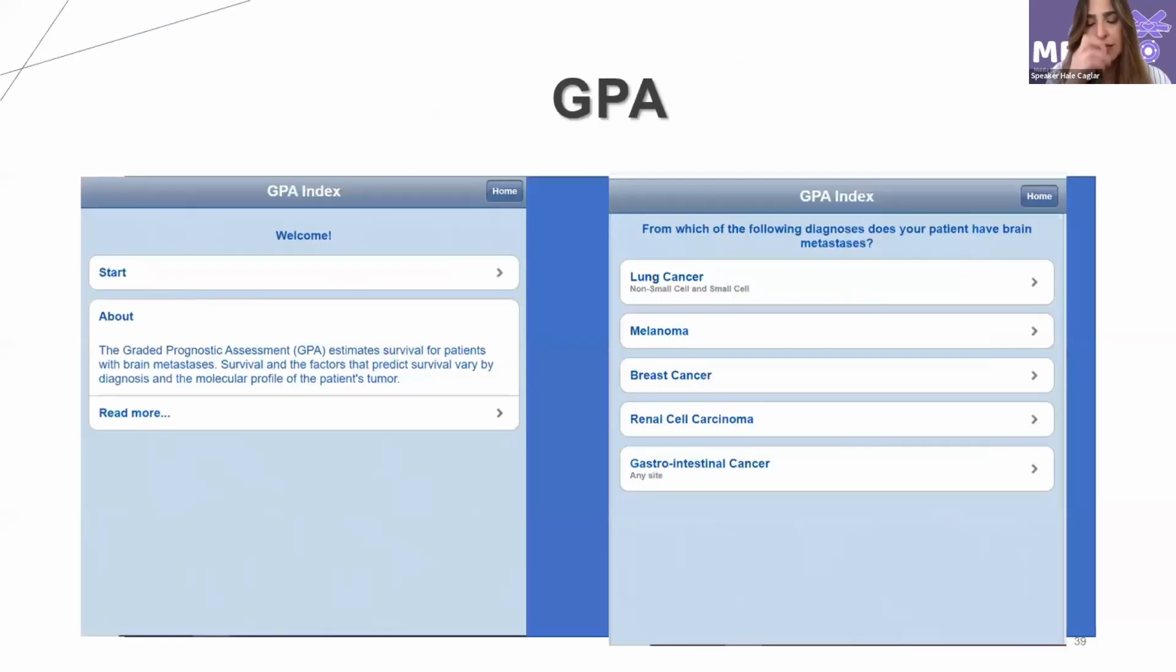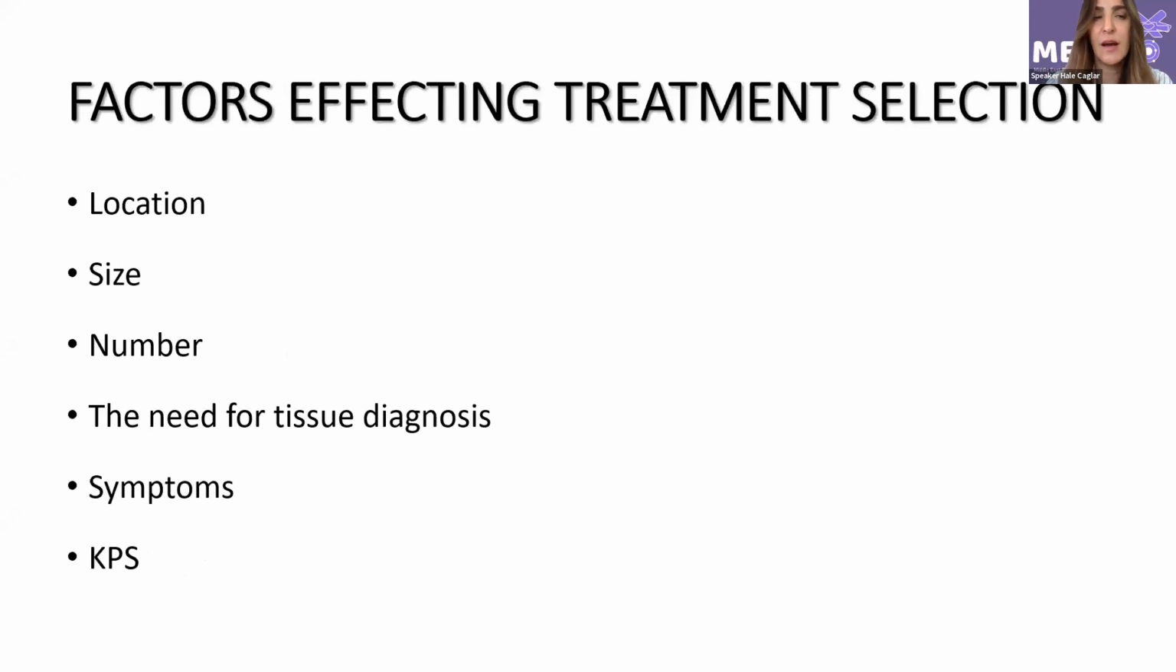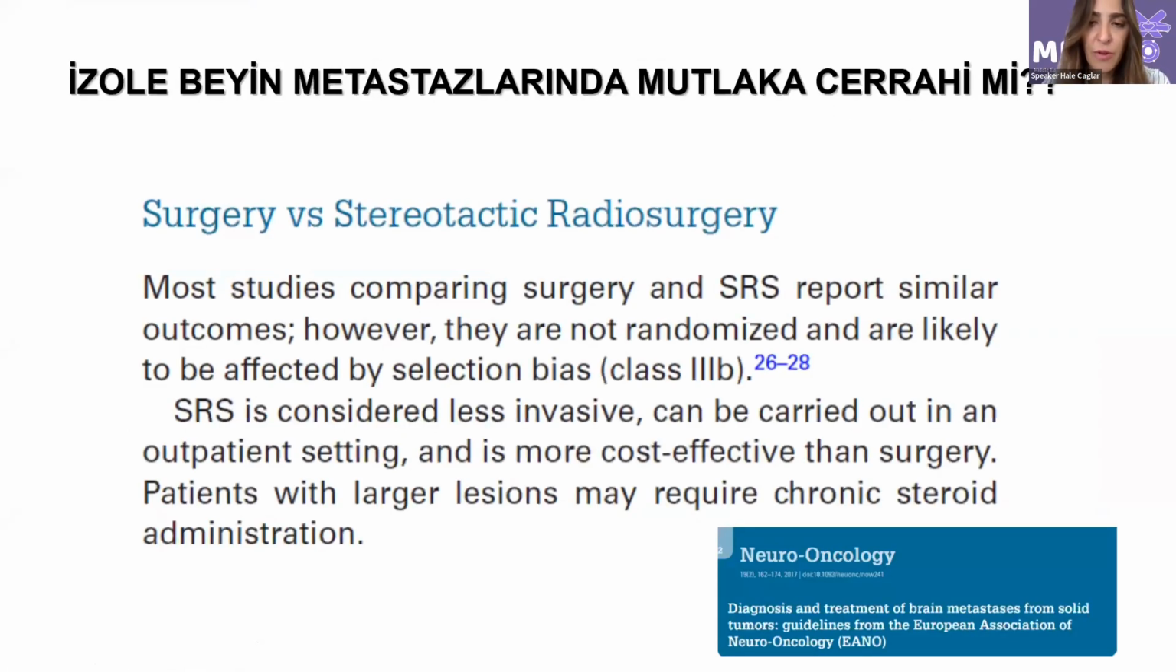And this is a web-based application that you can find and use for your patients, deciding how to treat your brain metastases. There are several treatment options for brain metastasis, and the factors affecting the treatment selection depend on various factors, especially the location, the size, the symptoms, and the need for tissue diagnosis. But one of the most important things that we as radiation oncologists have to keep in mind is that surgery is not an option for all of those brain metastases.